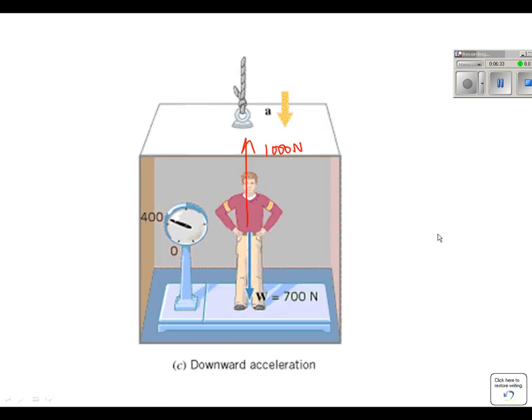The next example is when we accelerate downwards. You'll see our weight still stays 700 newtons, but now the normal force is only 400 newtons up. We are accelerating downwards. The floor is falling out from underneath us. The floor does not push up against us nearly as much. It's only pushing up against us with 400 newtons of force. Our forces are no longer equal, so we're accelerating. In this case, we're accelerating downwards.